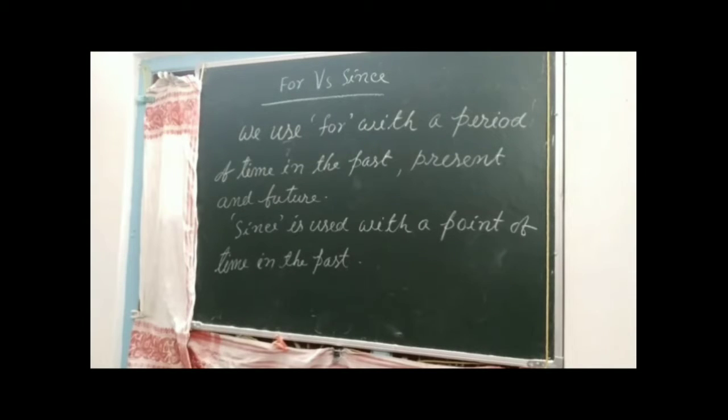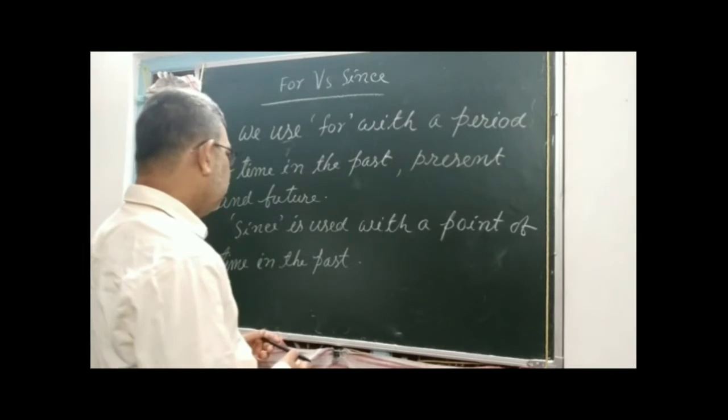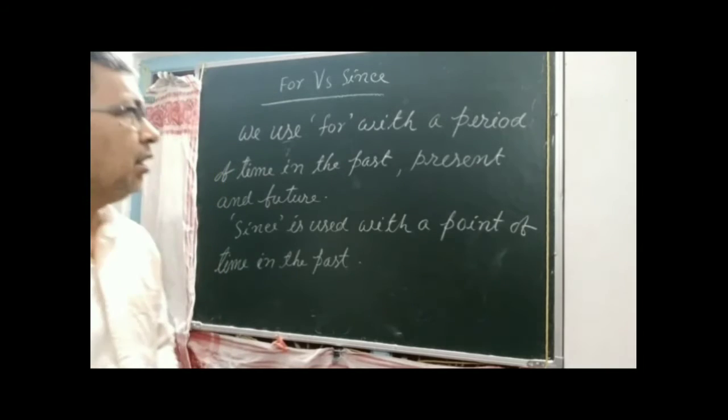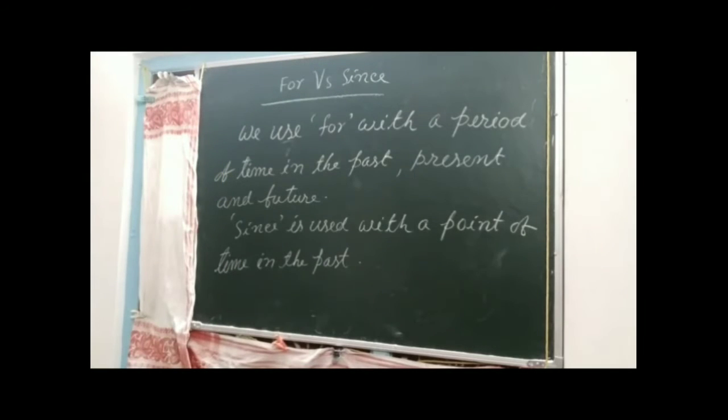Generally, we use for with a period of time in the past, present and future, and since is used with a point of time in the past. Remember these two points. We use for with a period of time in the past, present and future. That means for can be used in all tenses of verb. Generally, since is used with a point of time in the past.